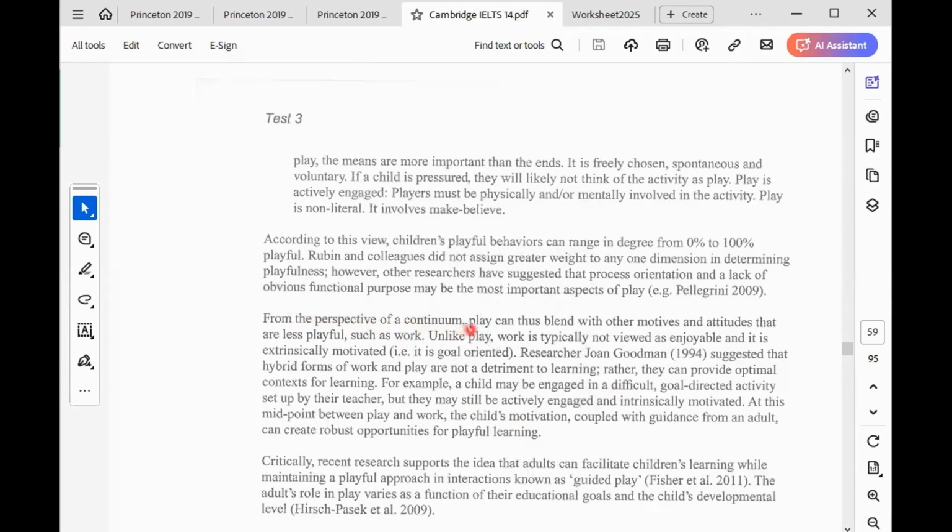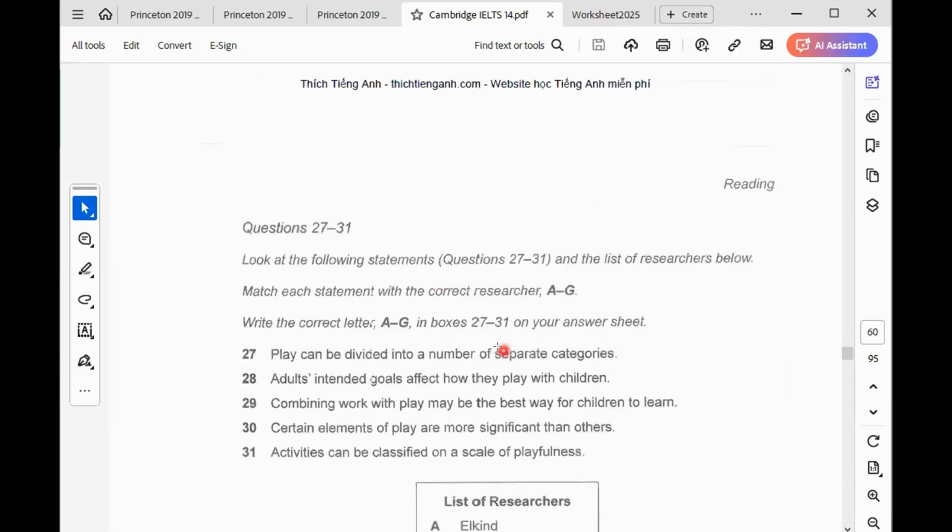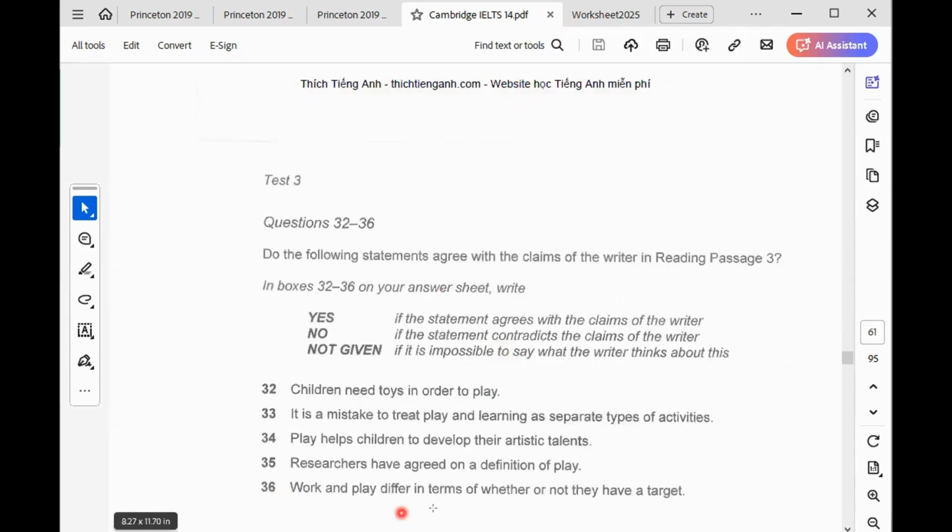From the perspective of continuum, play can thus blend with other motives and attitudes that are less playful, such as work. Unlike play, work is typically not viewed as enjoyable and it is extremely motivated. It is goal-oriented. Goal-oriented means it has a target. Work and play differ in terms of whether or not they have a target.